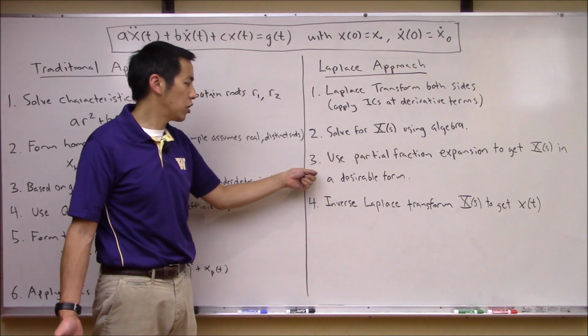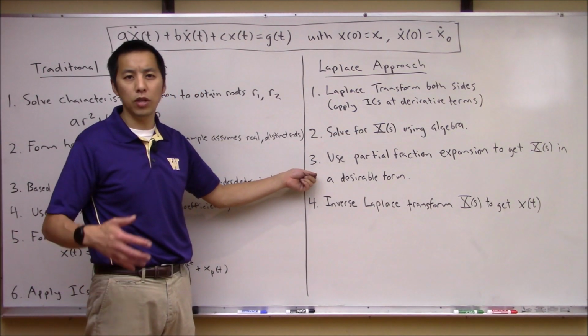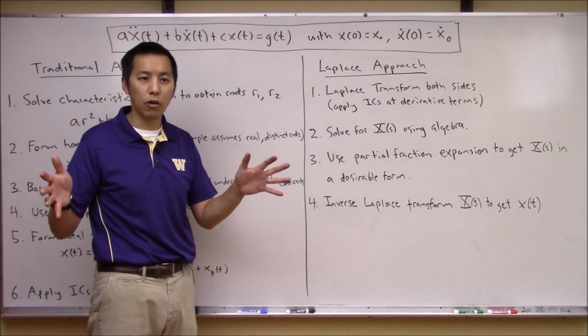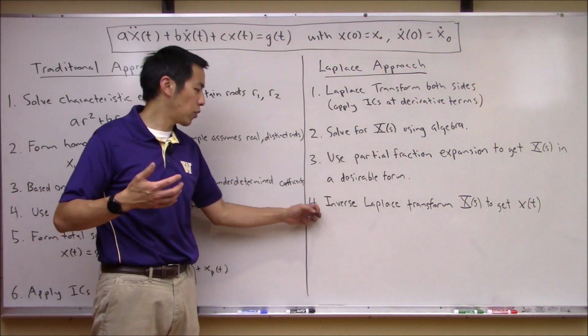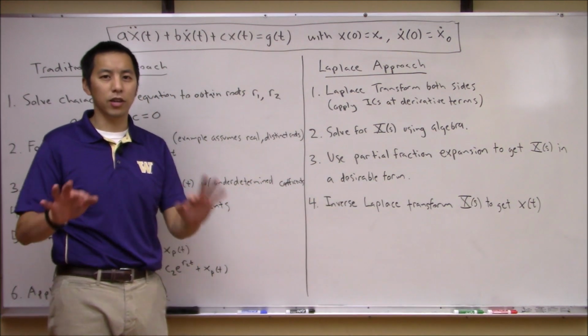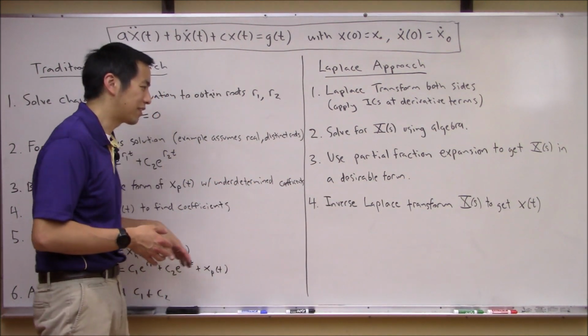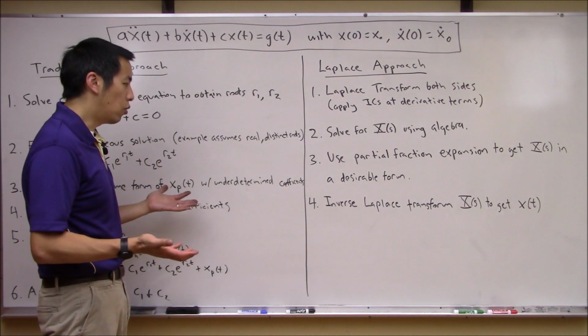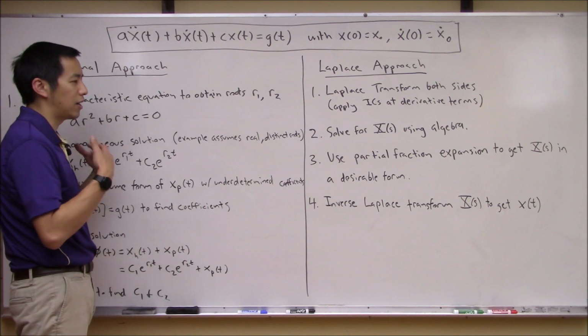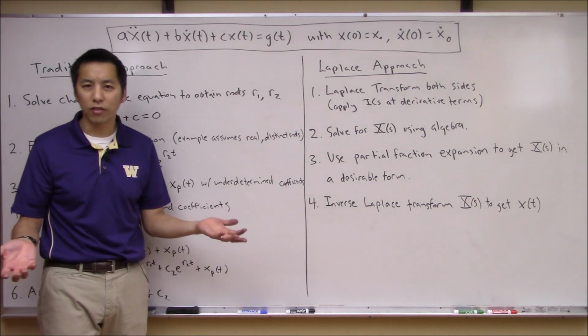Once you've done that, you can go ahead and use the techniques we outlined to do the partial fraction expansion to get that X of S into a desirable format, which you can then just directly inverse Laplace transform, or cheat and run over to Mathematica and just say inverse Laplace transform. That's the other way you could do it. So again, multiple ways to go about it, multiple ways to skin this cat. Pick your poison, whatever is interesting for you.